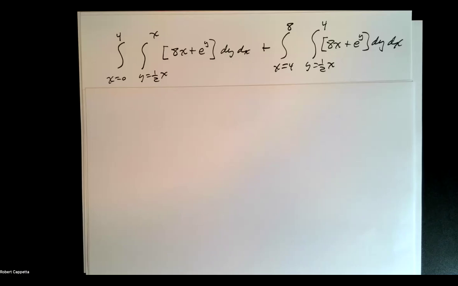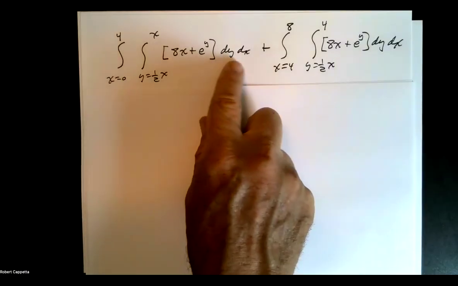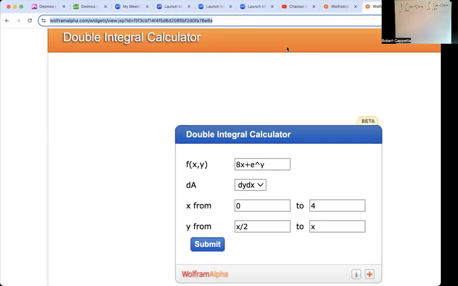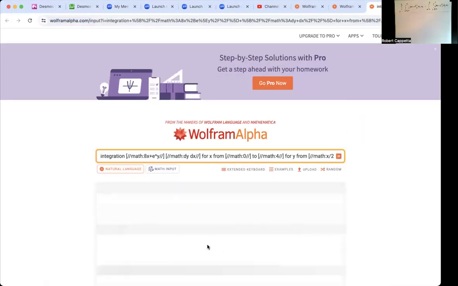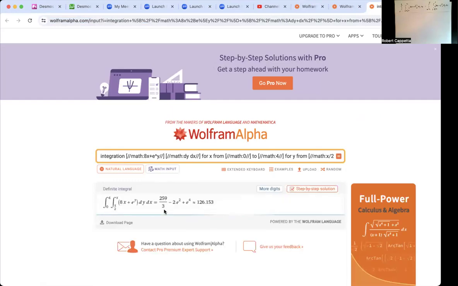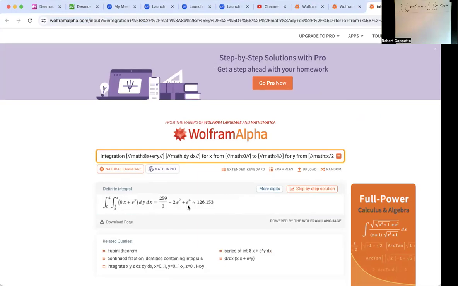Now, remember, I also showed you how you could have done this if you chose to do the dy dx order. Now, let's go ahead and use technology to see what that result becomes. So using a double integral calculator, I have f of x,y is 8x plus e to the y, dy dx order. X is ranging from 0 to 4. Y is ranging from x over 2 to x. That's my first integral. And what does that give me? We get 259 over 3 minus 2e squared plus e to the fourth.